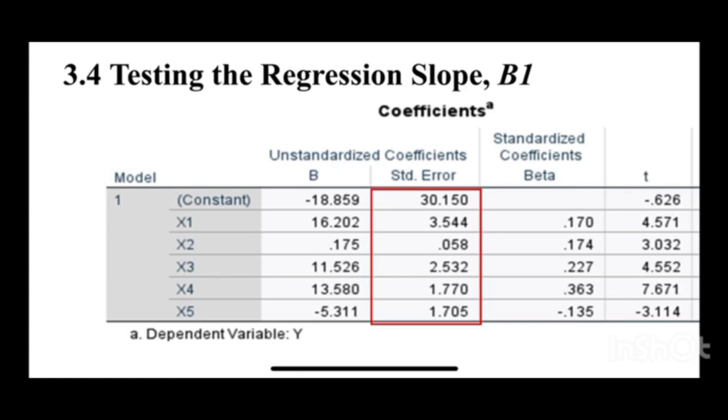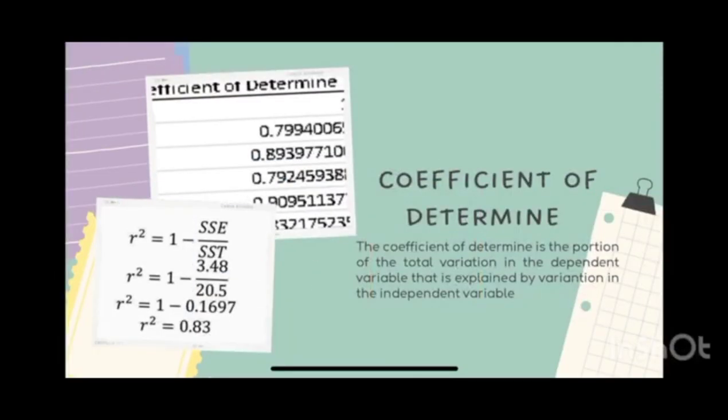B1 is the estimated change in the average value of y as a result of a one-unit change in x. The coefficient of determination is the portion of the total variation in the dependent variable that is explained by variation in the independent variable. The coefficient of determination is also called R-square.